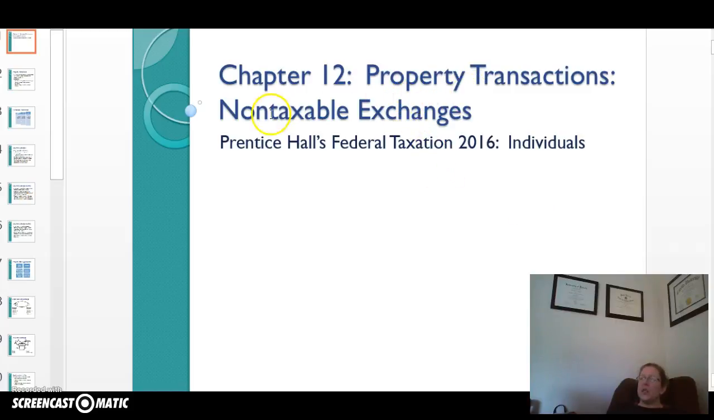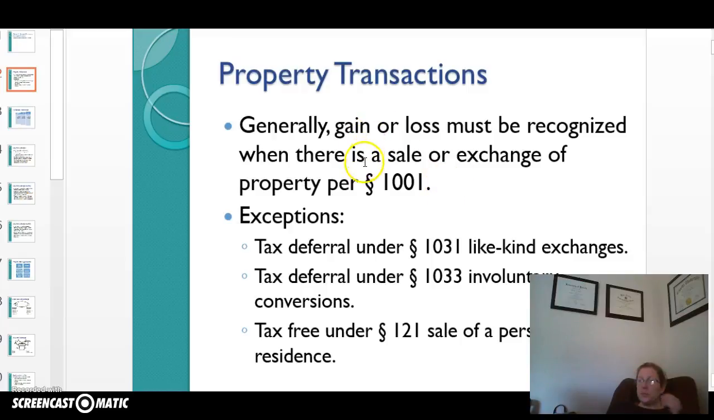Chapter 12 talks about non-taxable exchanges. Remember, there's not always a realized gain or loss. We know that generally gain or loss has to be recognized if there's a sale or an exchange of property, and this is in section 1001 of the IRS code. There are some exceptions. There is a tax deferral under section 1031 for like-kind exchanges. For example, if you had a piece of rental property and you just exchanged it for another piece of rental property, that can be considered a like-kind exchange, and you can defer the tax on that.